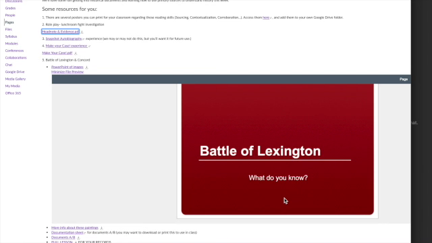And you give them some time, maybe set up a Padlet for them to interact with, maybe use some form of hyperdoc to let them interact on their own speed, unless you want to do it as a class-wide activity. I'm going to model it as if it's a class-wide activity. So what you'll do is you'll be like, all right, Battle of Lexington, what do you know?